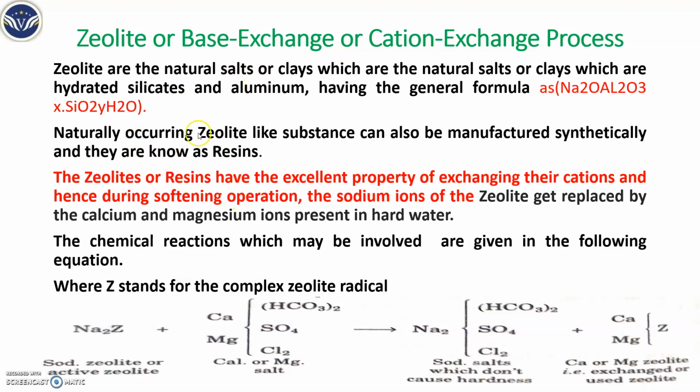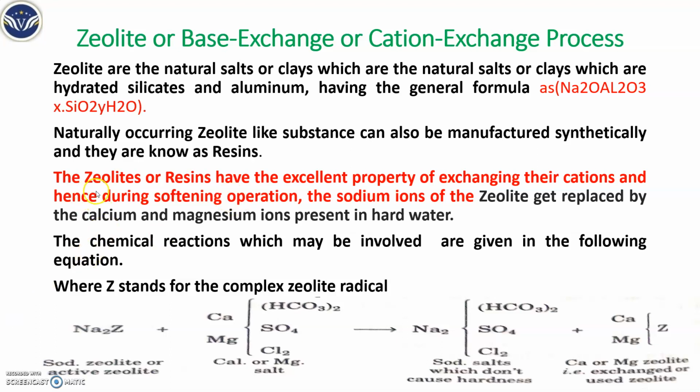Zeolite is nothing but a natural salt or a clay, which is formed in nature itself. The salt and clay are nothing but silicates and aluminum. So the general formula is, you can see, this is the general equation for that, and they can be manufactured also synthetically, called a resin. We can manufacture it also.